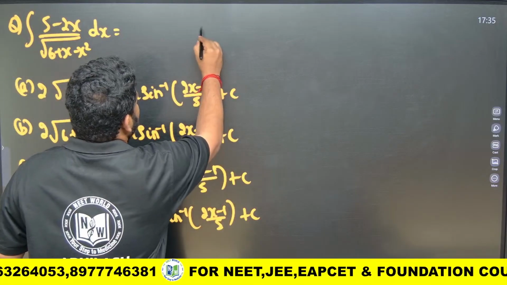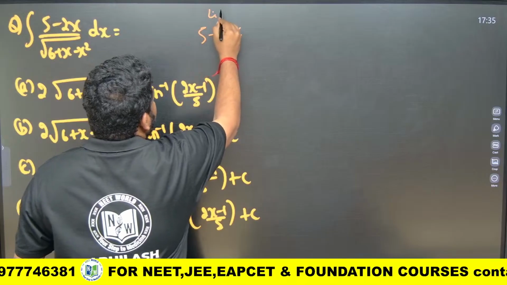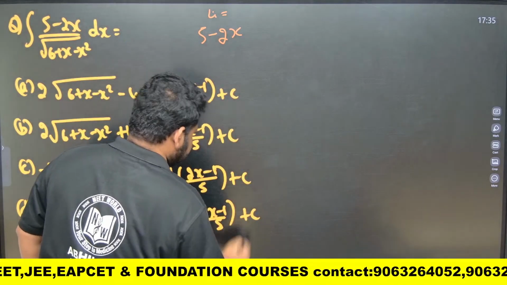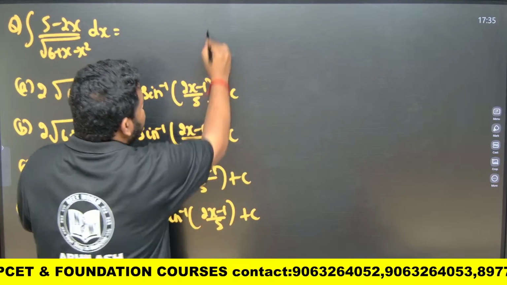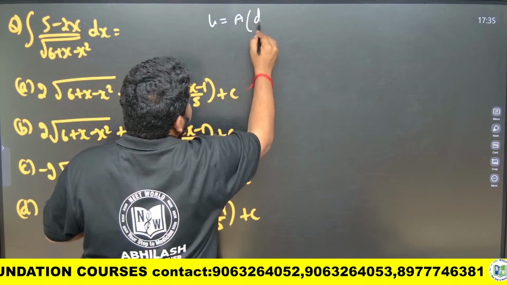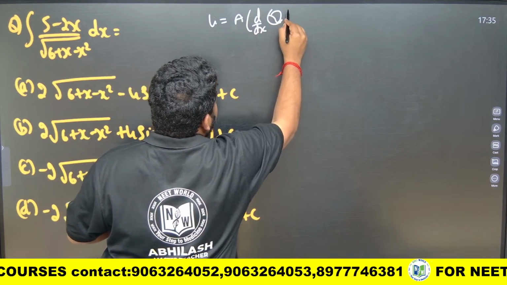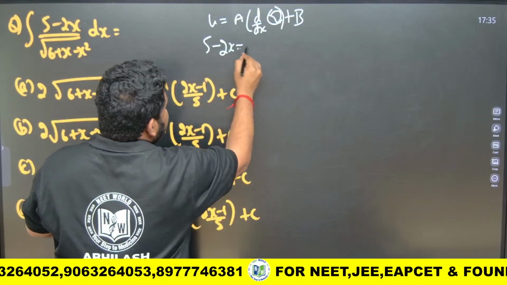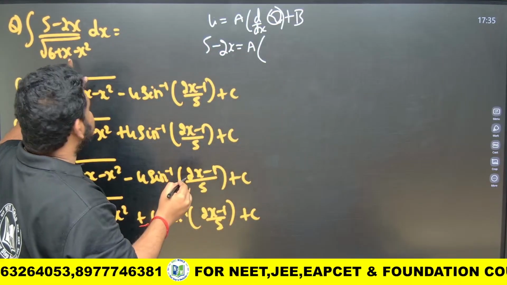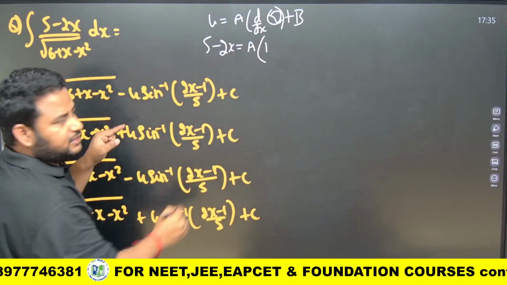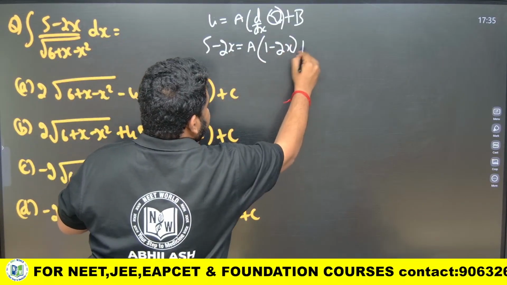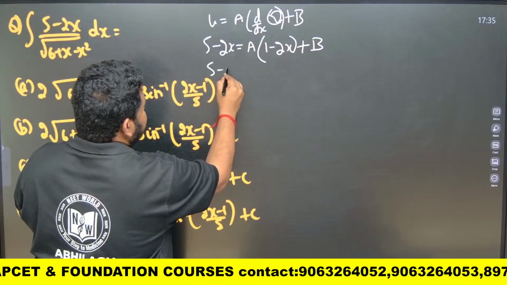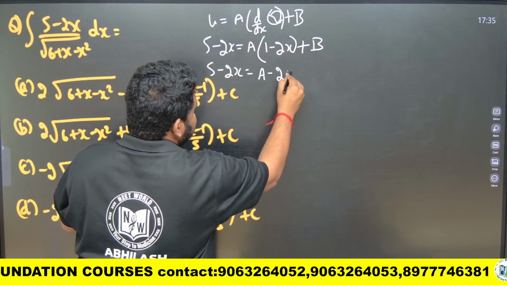What can I do? 5 minus 2x, I can write it as what? I told you, linear is equal to a times d by dx of quadratic, plus b. So here linear is 5 minus 2x. 5 minus 2x is equal to a times the derivative of the quadratic: derivative of 6 is 0, derivative of x is 1, derivative of x square is 2x, so 1 minus 2x, plus b. Now I have to equate coefficients of the constant and also x. So this will be a minus 2ax plus b.